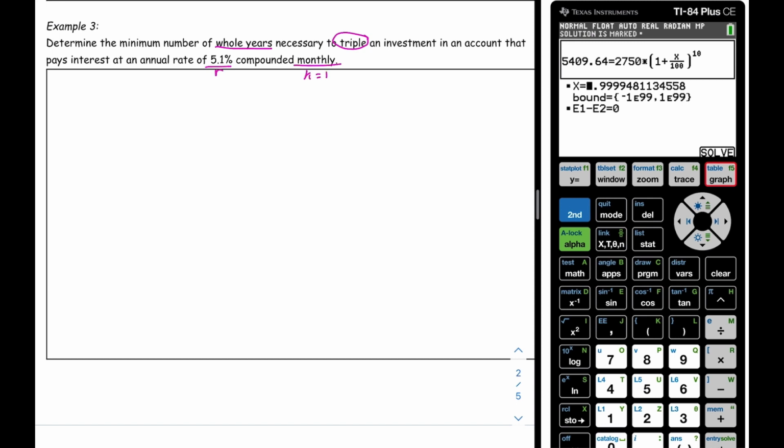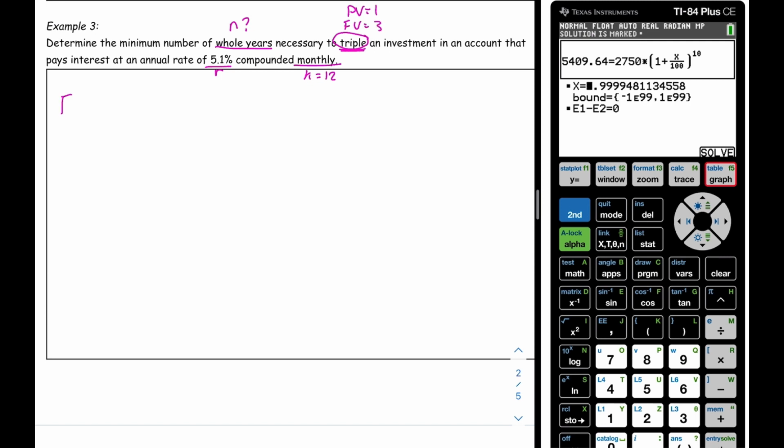Compounded monthly, k is going to be equal to 12. Okay, so if we think about this, now we're looking for the number of whole years. We're looking for n. We want to triple our investment. So if we start present value with 1, then we want to triple that. So our future value needs to be 3.